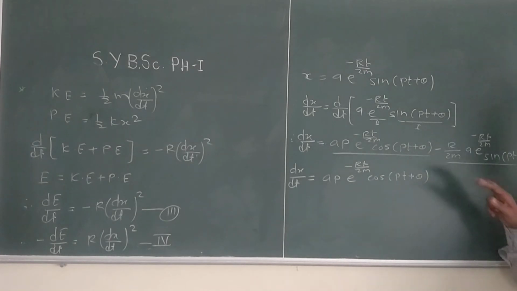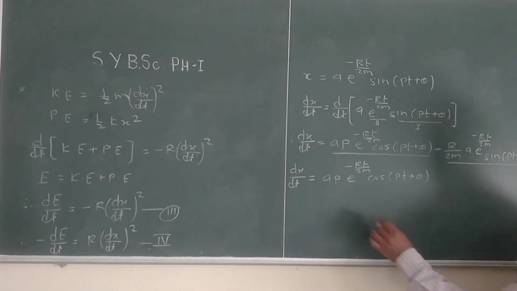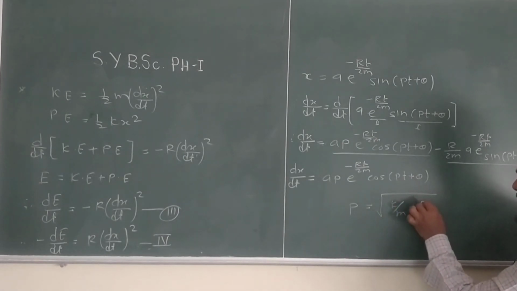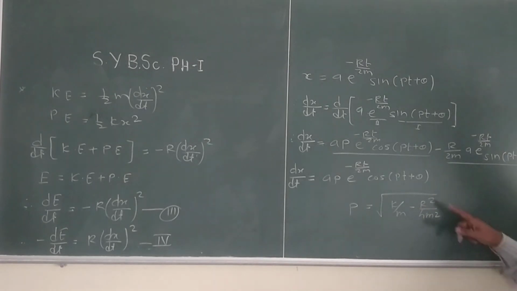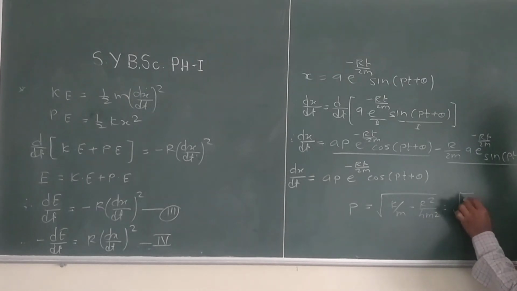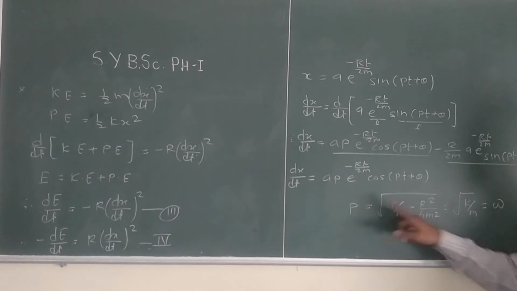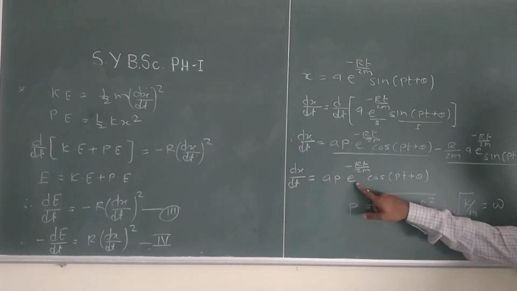Okay, now when we consider r upon twice m is very small, then this angular damping frequency p takes the form p equal to root of k by m minus r square upon 4m square. When we neglect this term, we get only root k by m, and that is equal to omega.